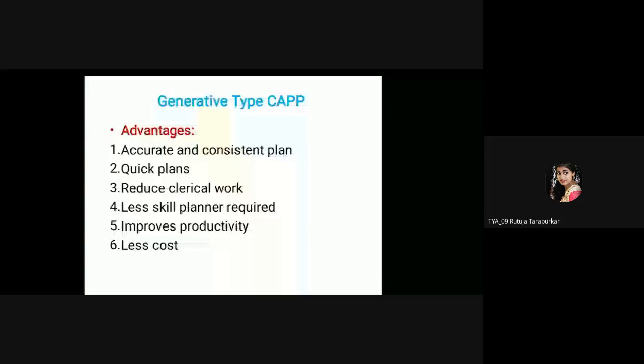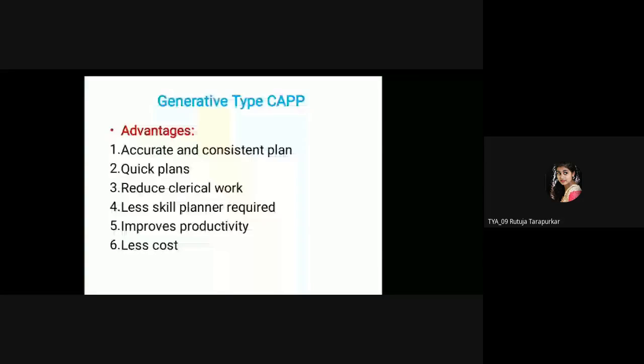Then second, it will generate the process plan more quickly, hence the lead time will be lesser. Whatever the lead time for making the process plan, that will be less by using this CAPP. Next, it will reduce the clerical work. Already we have seen it requires a less skilled process planner, because the computer is intelligent enough to generate the process plan rather than the manual. It will improve the productivity.